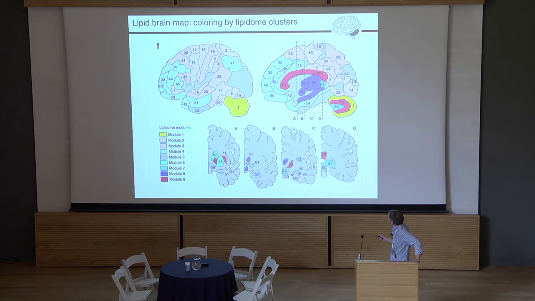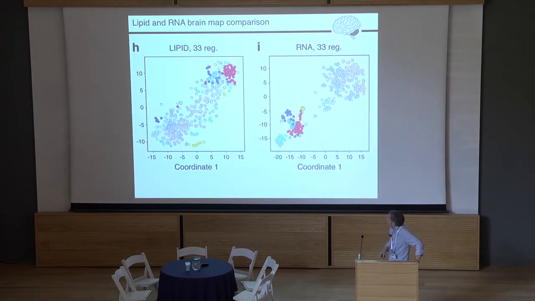On the actual brain map, it looks like this. We have these different modules, different clusters. The first one is the cerebellar one, which is not surprising, because cerebellum is very different. Then we have the cortical modules, 2, 3, 4, which is basically neocortex. Then module 5 is all kind of close subcortical. Modules 6, 7, 8 are basal ganglia, subcortical regions, thalamus. And module 9 is white matter, this raspberry color. Please remember this raspberry-colored module, and also the yellow one, which is cerebellum.